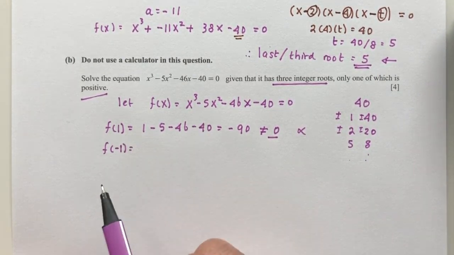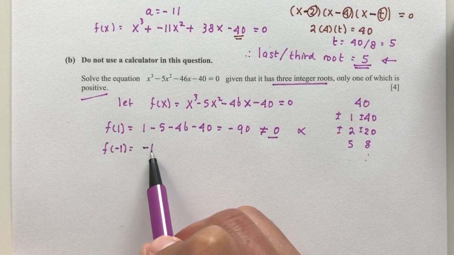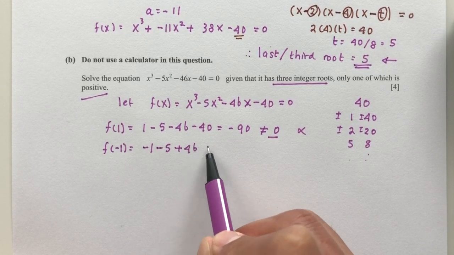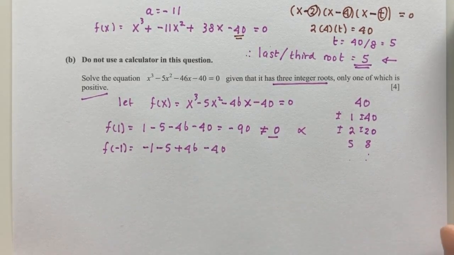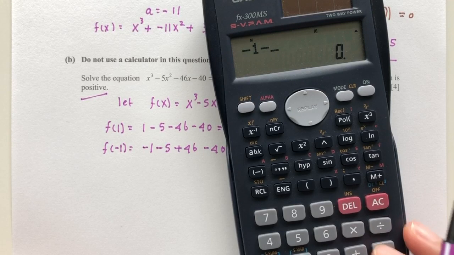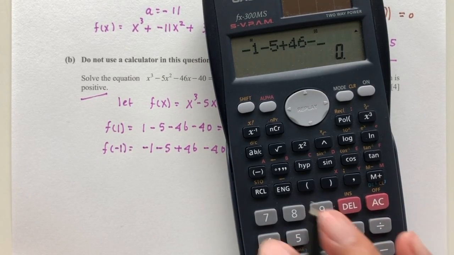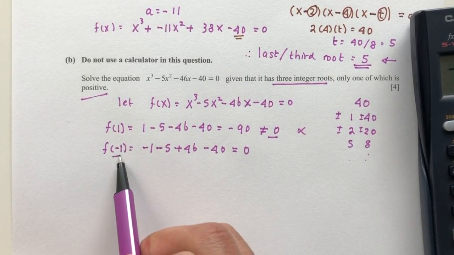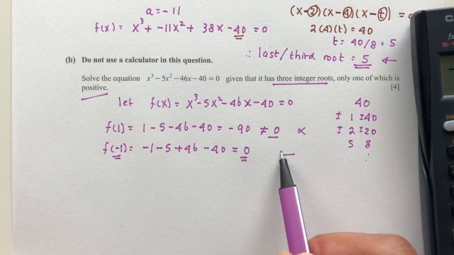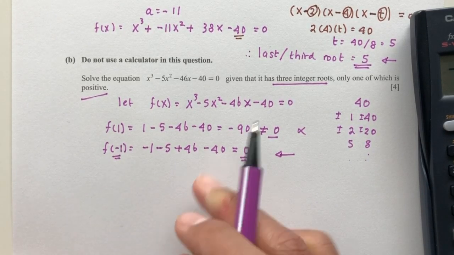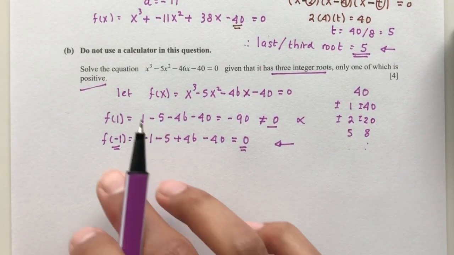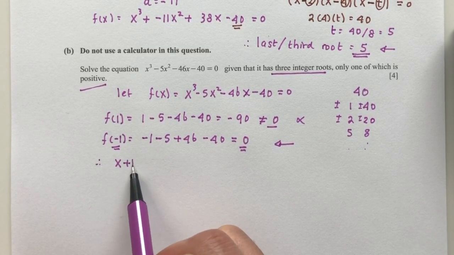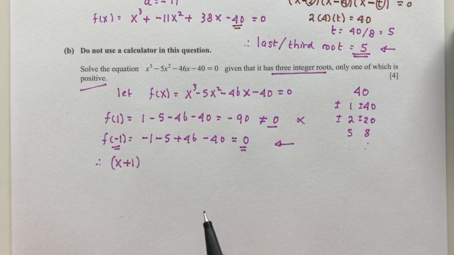That will be minus 1 minus 5 plus 46 minus 40. So let's see, minus 1 minus 5 plus 46 minus 40. That will be equal to 0. So if f of x, the value, is equal to 0, it means that this value inside is a root of this equation. So when we have the root, it will mean that x plus 1 will be a factor of this equation.